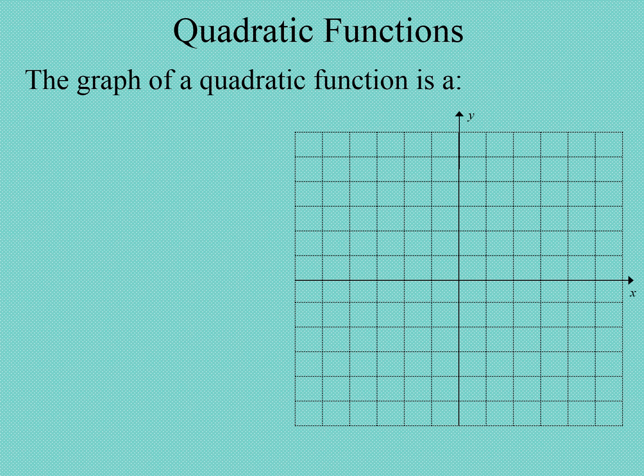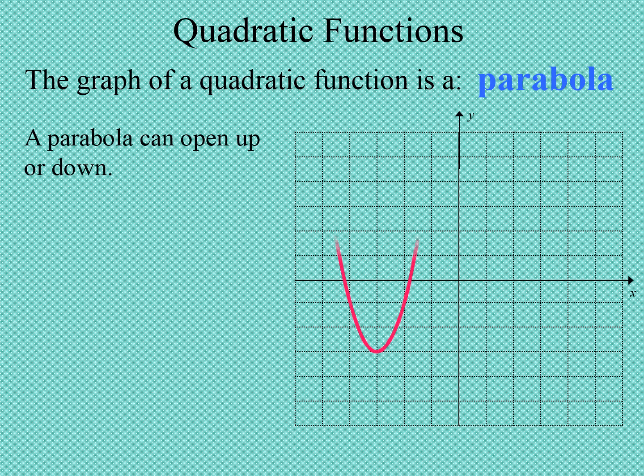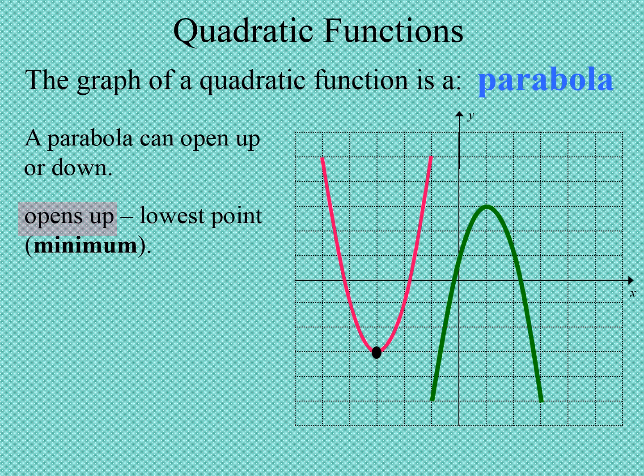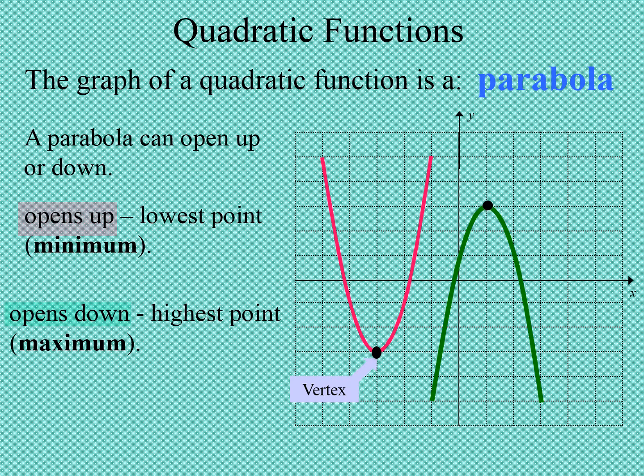Now, let's have the graph of the quadratic function. So, the graph of the quadratic function is a parabola. A parabola can open up or down. If the parabola opens up, the lowest point is called the vertex or the minimum. Then, when a parabola opens down, the vertex is the highest point or the maximum. Note, if the parabola opens left or right, it is not a function.